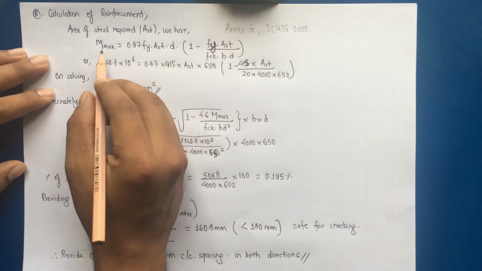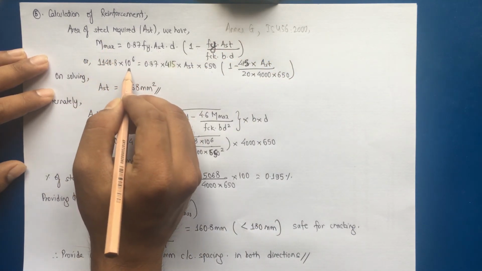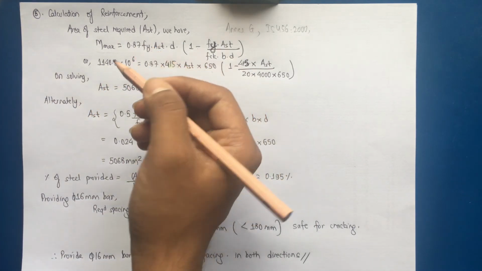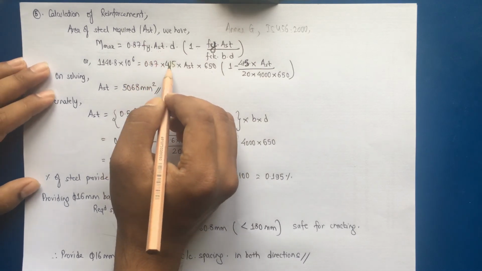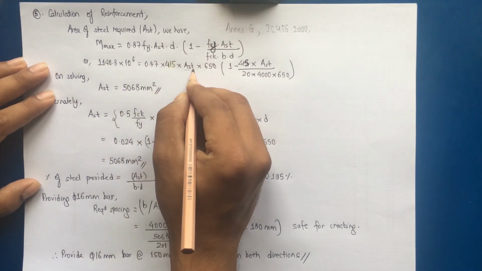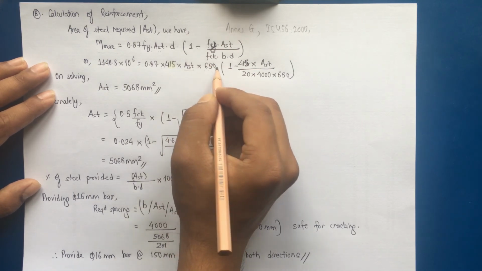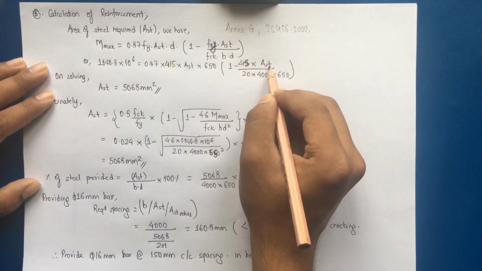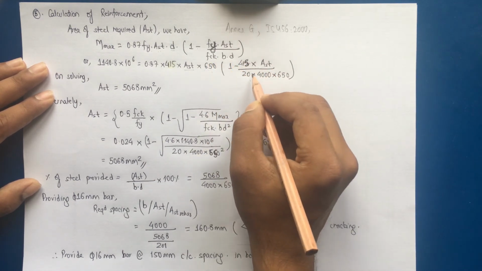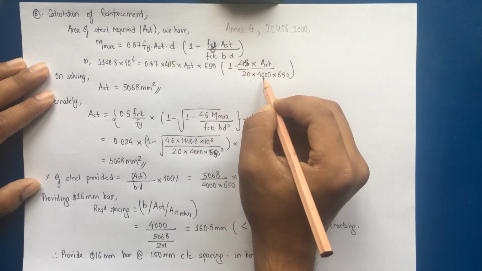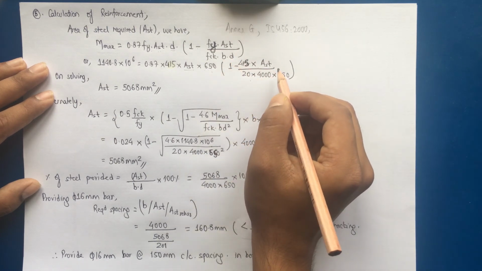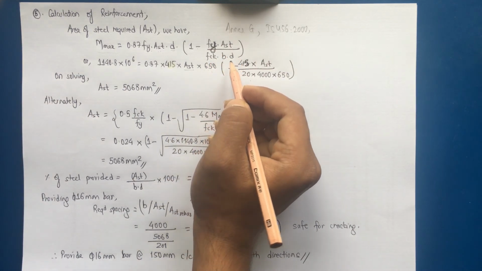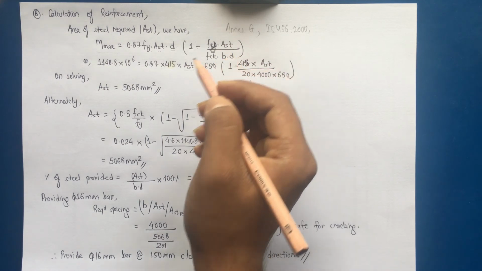Now substitute the value, converting the moment to Newton mm, so we will get 1140.8 into 10 to the power 6 is equal to 0.87 times Fy, which is 415, into Ast, this has to be calculated, into 650, as the effective depth is 650, into 1 minus 415 into Ast divided by fck, which is 20, and the width considered is 4000 into 650. Remember, we are not calculating the area of steel per meter, so the width is not taken as 1000.